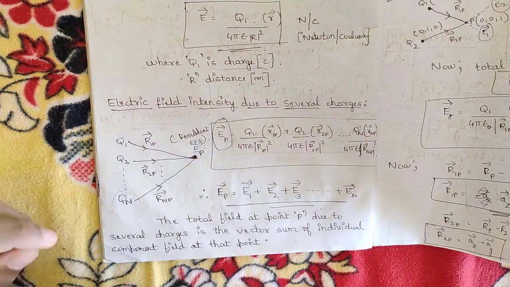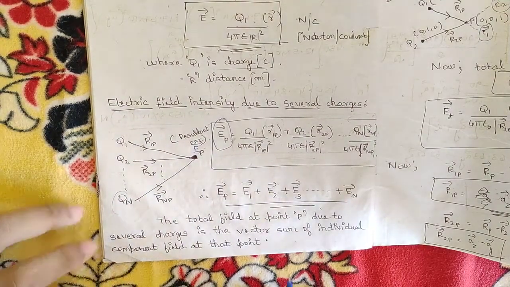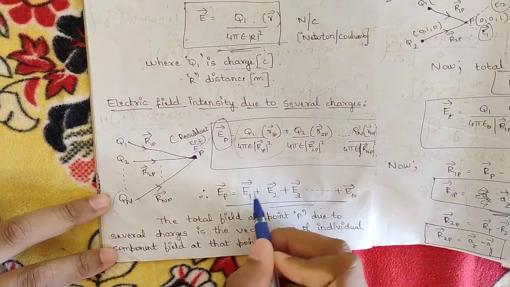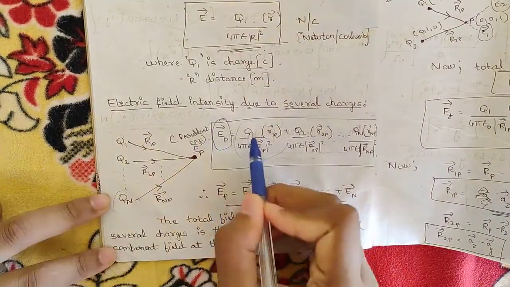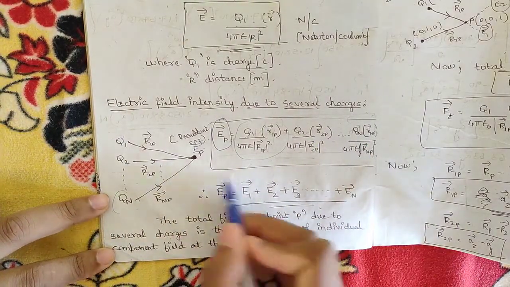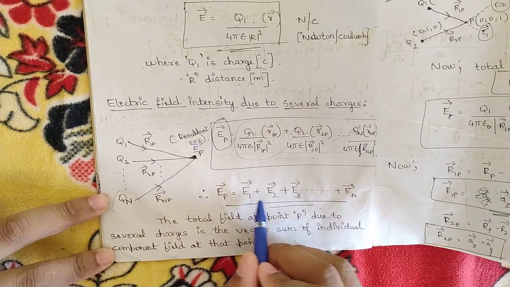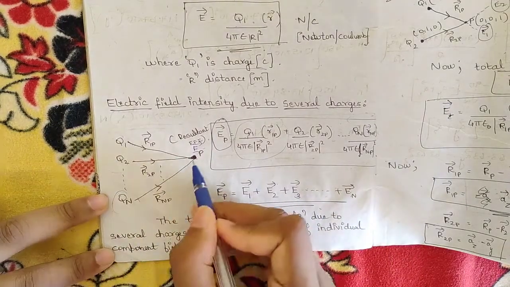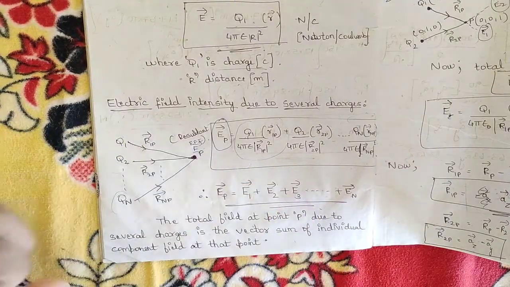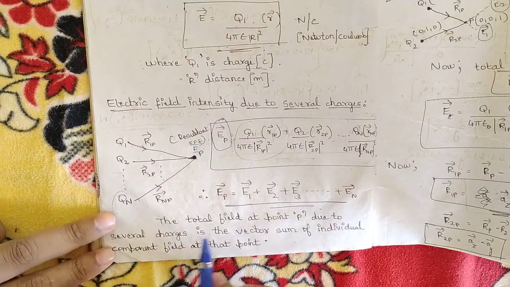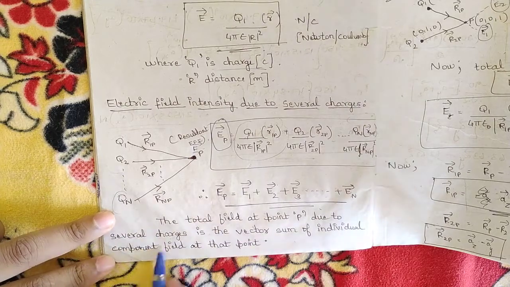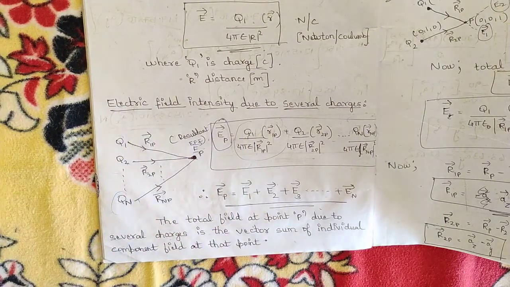Okay, so this is the electric field intensity due to several charges, or in short we can write it as EP is equal to E1, the electric field intensity due to the first charge Q1, E2 due to the charge Q2, and En due to the charge Qn. So EP is given in general as E1 plus E2 plus E3 up to En, if the electric field intensity is calculated at one point due to several charges. So the total field at point P due to several charges is the vector sum of the individual component fields at that point. That is what we have discussed right now.